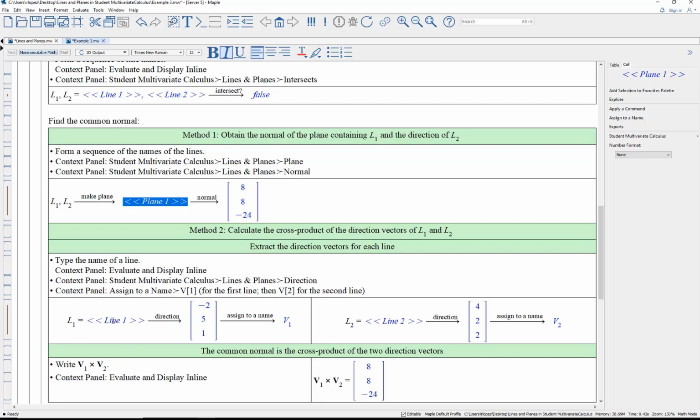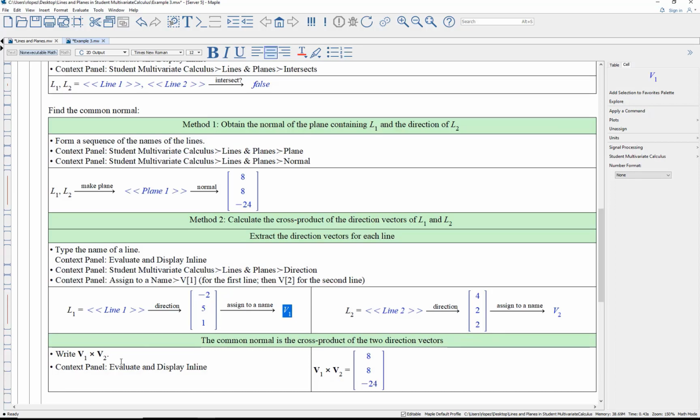Line, display in line, so Maple echoes back its symbol for the line object. You query the line for its direction, and then you assign it a name, so I call it V1. And you do the same thing with the second line. So now you have the two direction vectors. The cross product of the two direction vectors will give you the common normal.